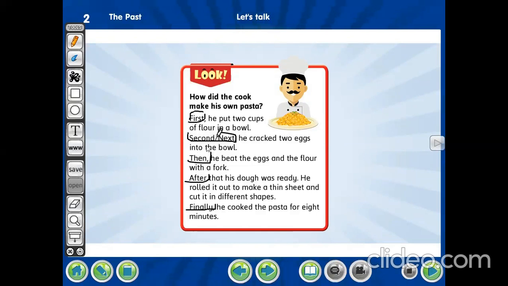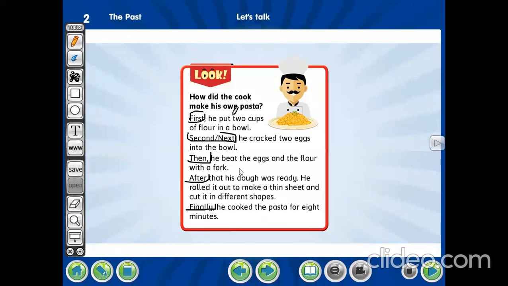First, you know what first is in Spanish? Primero. Second, segundo. You can use next, después. Then also means después. After also means después, after something. After school, after lunch. Finally, you know, finalmente.